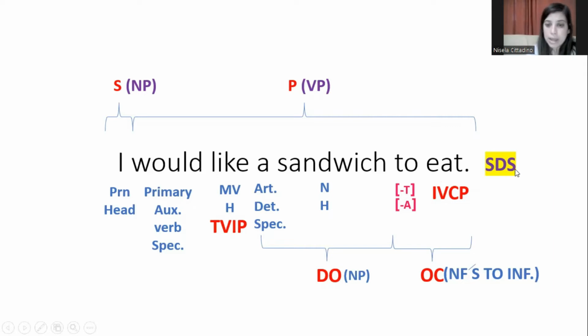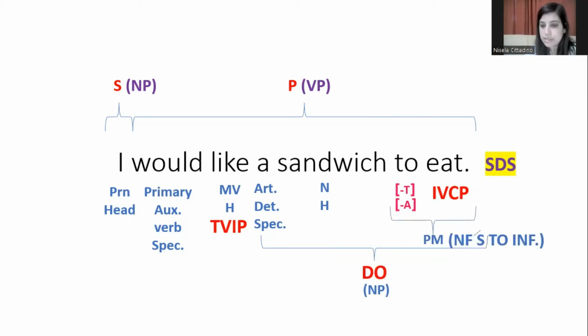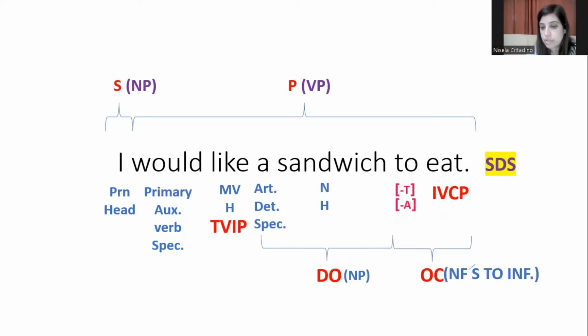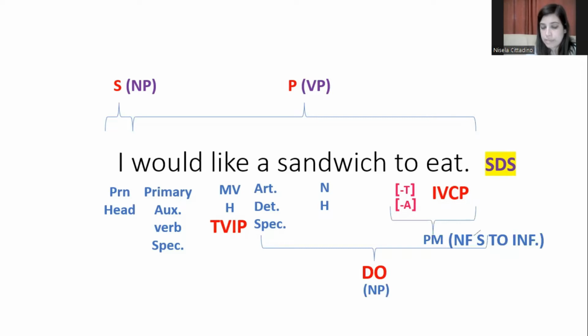Okay, another way of analyzing this sentence, notice that there is a slight difference, is that maybe you marked that a sandwich to eat, all of that is a direct object. Yes, in that case, this direct object becomes a noun phrase. A is the article, the determiner, and the specifier. Sandwich is the head and the noun, and to eat is a post modifier. Yes, and it is the non-finite clause to infinitive, and you analyze it inside. Okay, so this could be another option. Yes, both of them are correct.